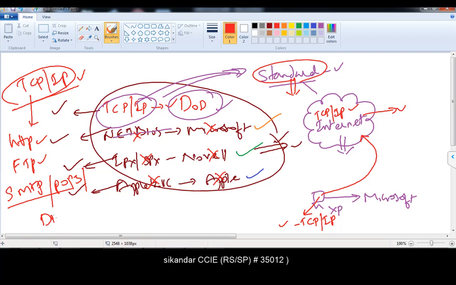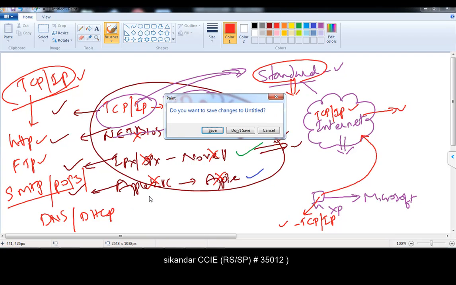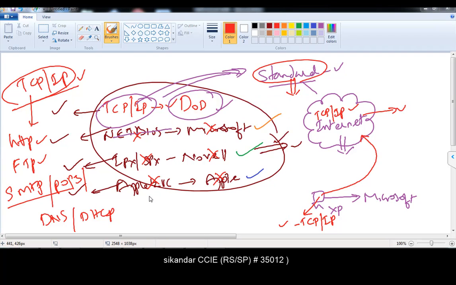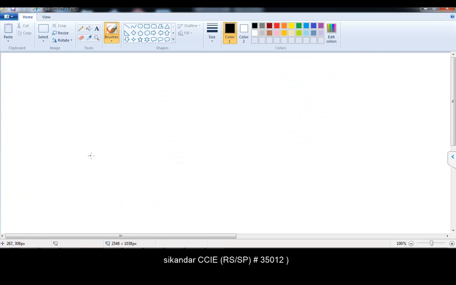Like we have the DNS service, and DHCP. DNS is actually an inbuilt protocol inside TCP/IP, which is going to convert your name to an IP address. So we'll get into more detail about these protocols.